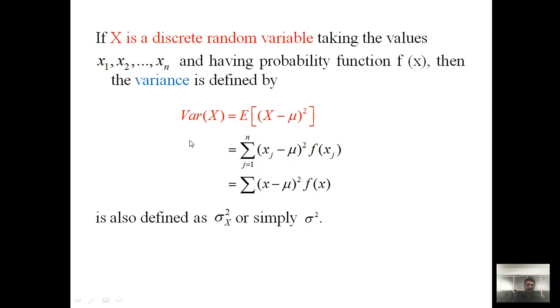The variance is also denoted by sigma x square or simply sigma square, letting the suffix be x. So variance of x is written as sigma x square, or simply sigma square, when capital X is a discrete random variable.